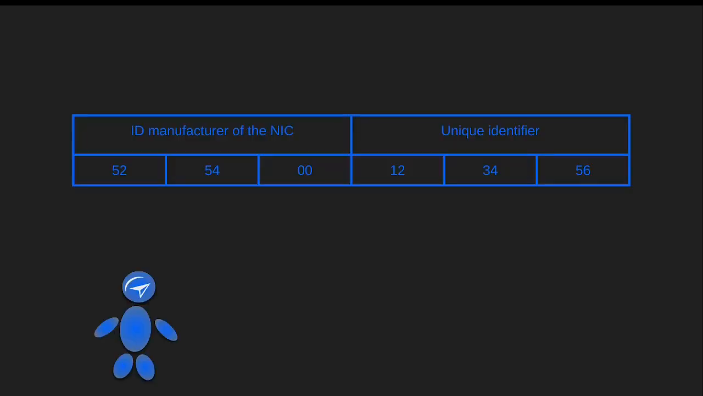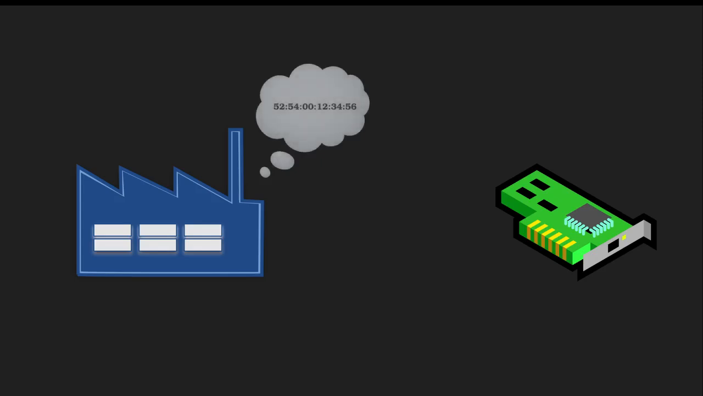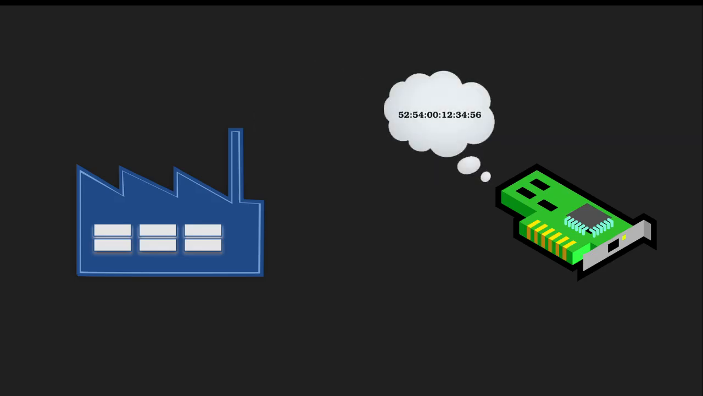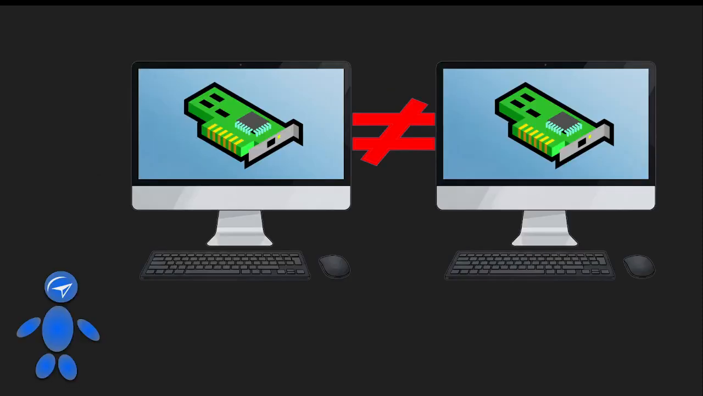The MAC address consists of two parts. The first 3 bytes identify the manufacturer of the network interface controller. The last 3 bytes are a unique identifier for the specific network interface controller. When a network interface controller is created, the manufacturer assigns it a unique MAC address. Since this address is tied to the hardware, different computers will have different MAC addresses.